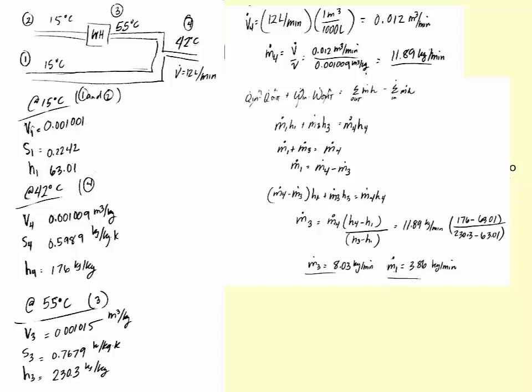Okay, so out, we have m dot 4 h4 is equal to m dot 1 h1 plus m dot 3 h3. So that's one equation. Now we can perform a mass balance on this same part, and we can say m dot 4 is equal to m dot 1 plus m dot 3.